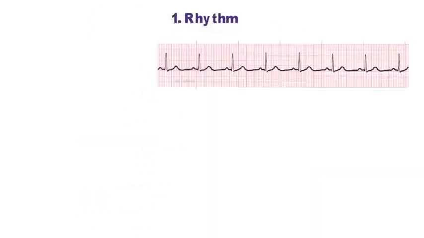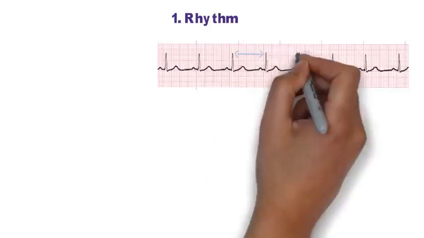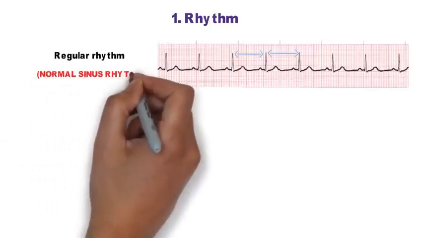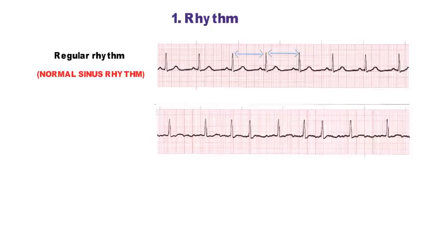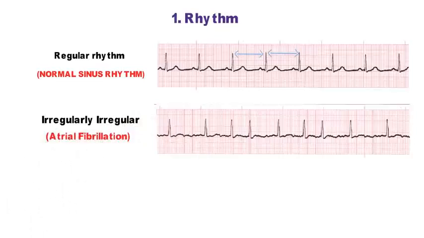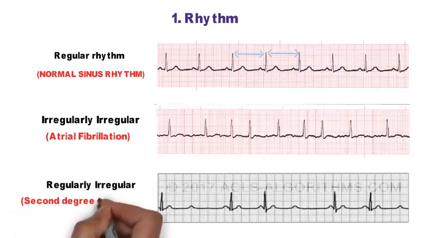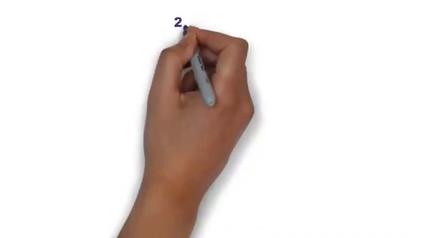Now step 1 is rhythm. To check the rhythm, we check the RR interval. As in this ECG, the RR intervals are equal and there is a P wave before every QRS complex. So this is a normal sinus rhythm. In this second ECG, as you can see, the RR interval is not equal at any time and there is no identifiable P wave. The rhythm is irregularly irregular, which occurs most commonly in atrial fibrillation. Now look at this ECG. Normal regular rate with a regular drop beat. So the rhythm is regularly irregular, which is seen most commonly in second degree heart block type 2.